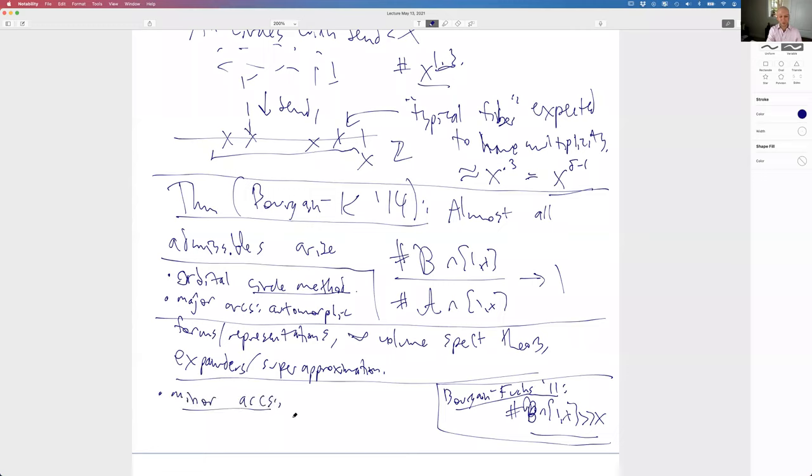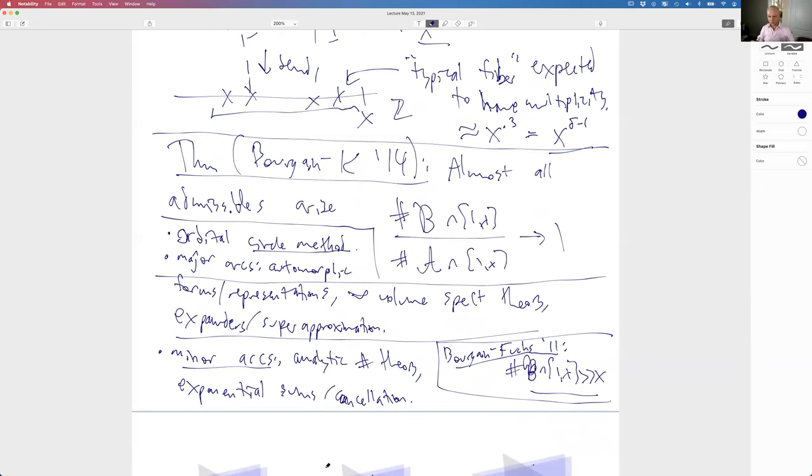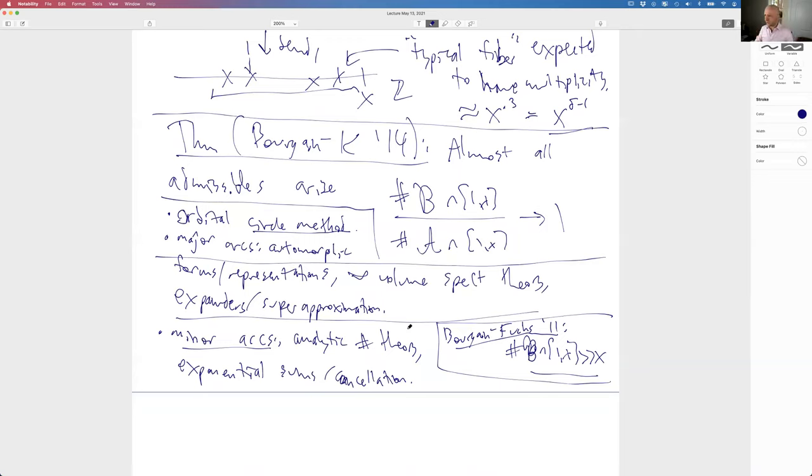For the minor arcs, we use maybe more standard analytic techniques. So analytic number theory, cancellation in exponential sums, Kloosterman and so on, exponential sums and cancellation. Okay. So this is kind of old news. I want to get to new news. We're not ready for this picture yet. Okay. Any questions so far?